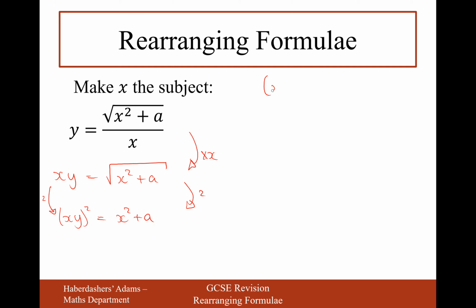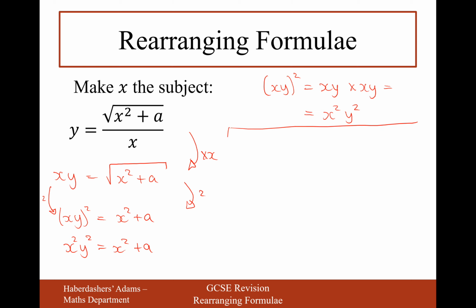If we think about it, xy squared, when you square something you times it by itself, don't you? So it's going to be xy times xy. Now I can rearrange my order of multiplication here. At the moment it's going x times y times x times y. Well, let's say I want to multiply the x's together first. x times x, that's x squared, and y times y, that's y squared. So I can actually expand the bracket, so it's x squared y squared equals x squared plus a.